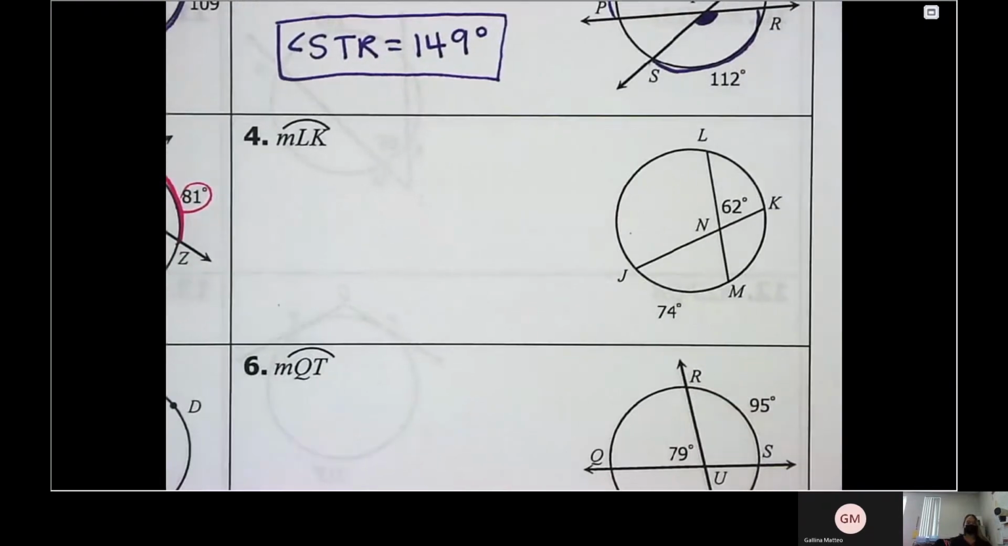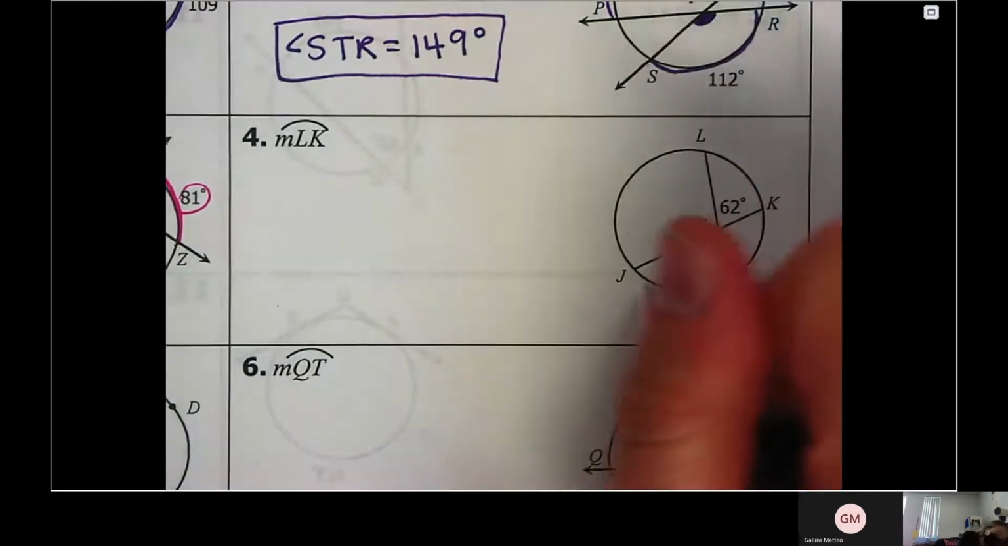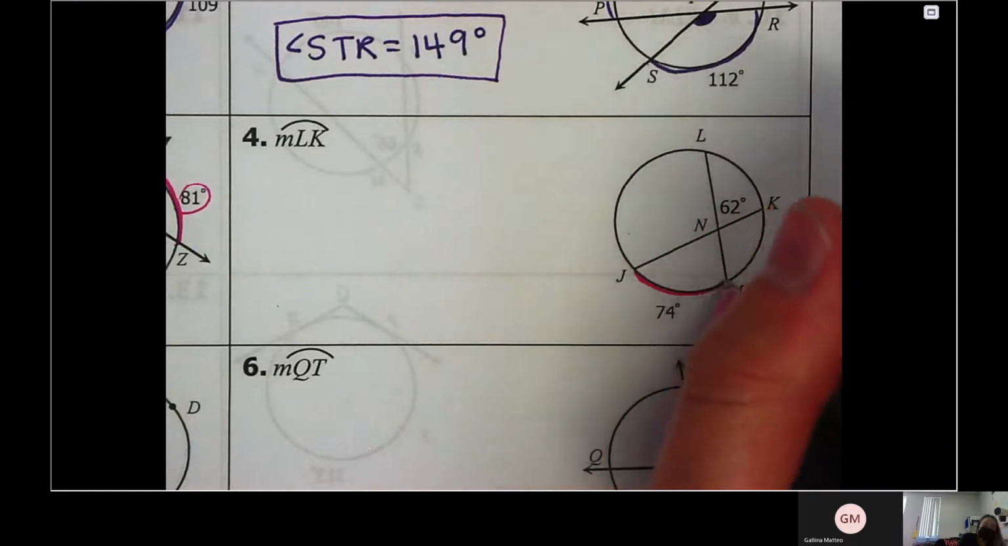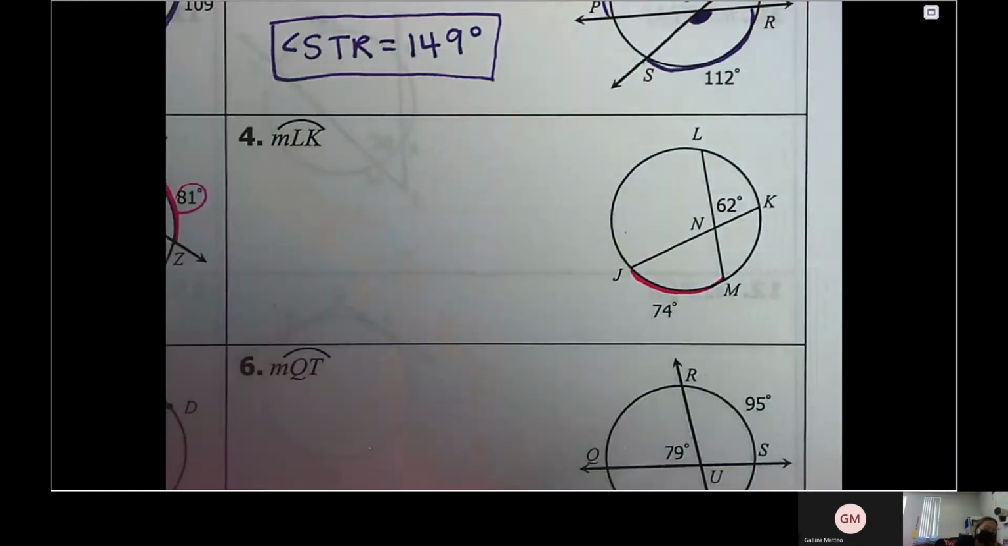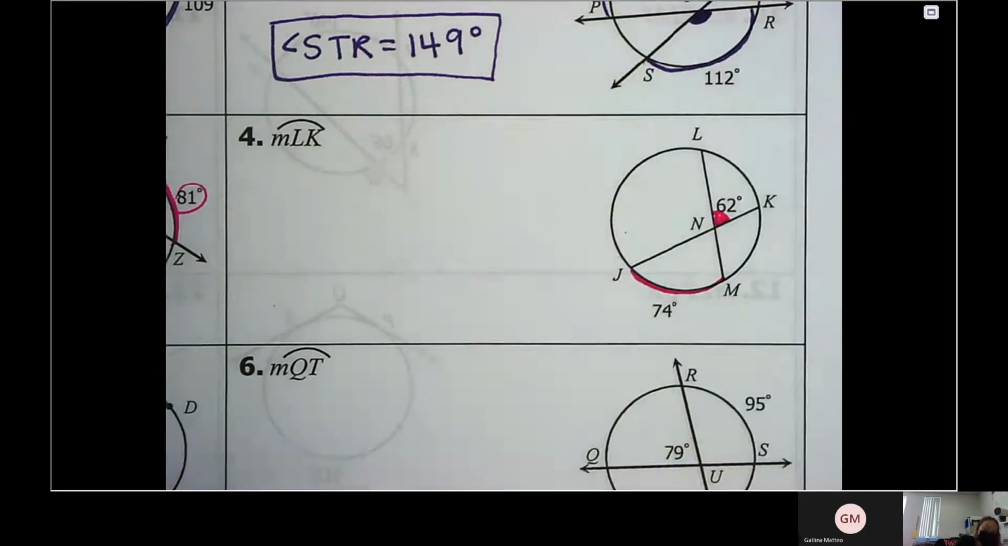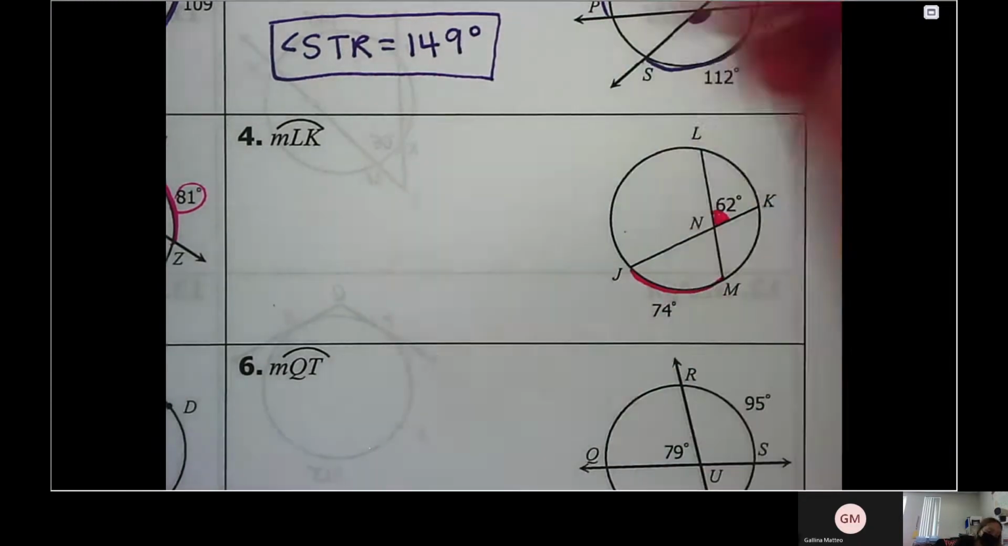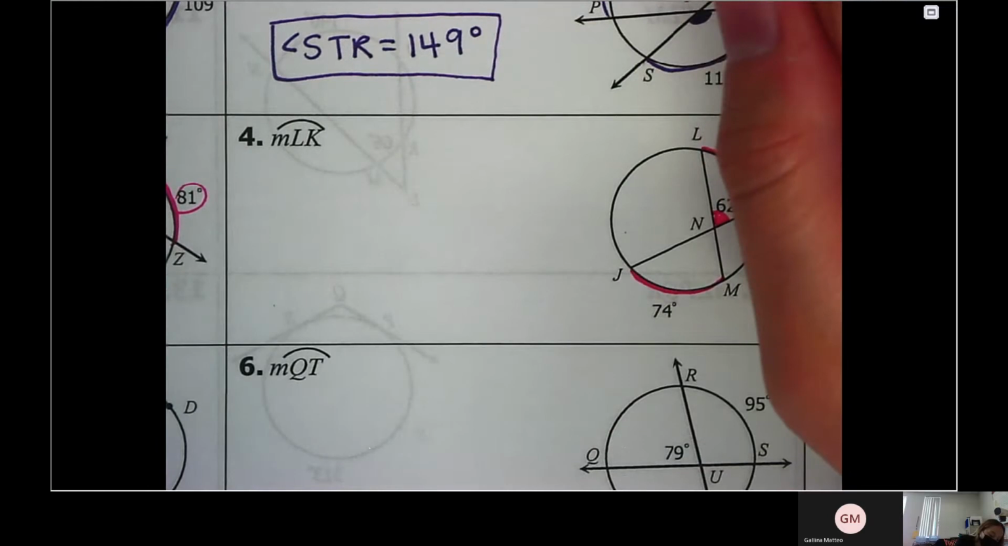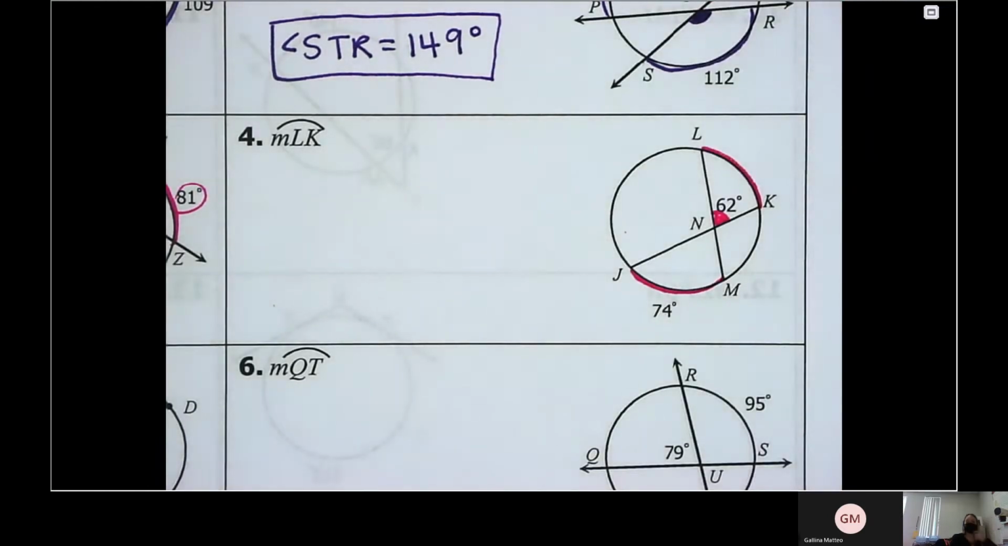Okay, number 4. Now, what's different about number 4? This time I'm asking for the arc, not the angle. So I've got this arc at the bottom is 74. I've got this angle is 62. And I'm trying to find arc LK. All right. What do you think I should do?